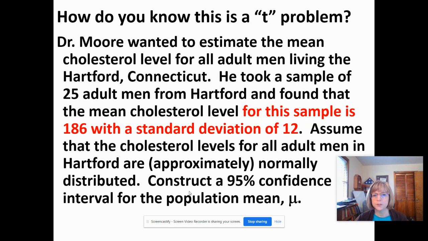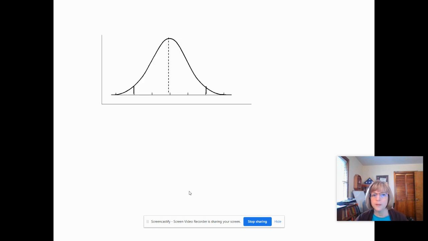So here's that problem I showed you earlier. We're trying to estimate the mean cholesterol level for all adult men in Hartford, Connecticut. We've got a sample of 25 men, and this sample has a mean level of 186 with a standard deviation of 12. We are to make a 95% confidence interval for our population mean. That is the cholesterol level for all men.